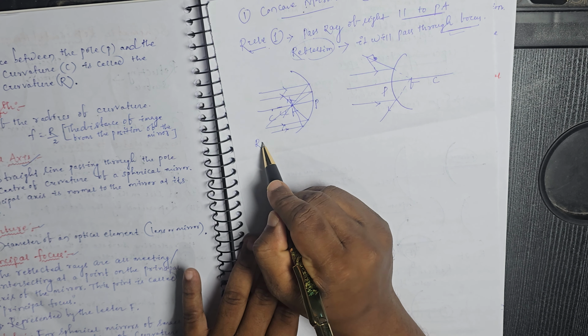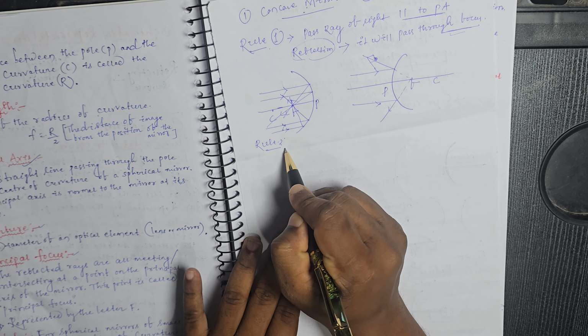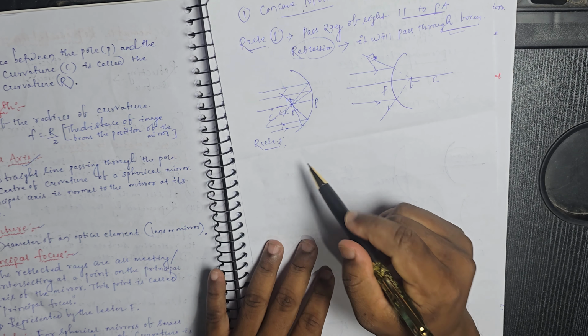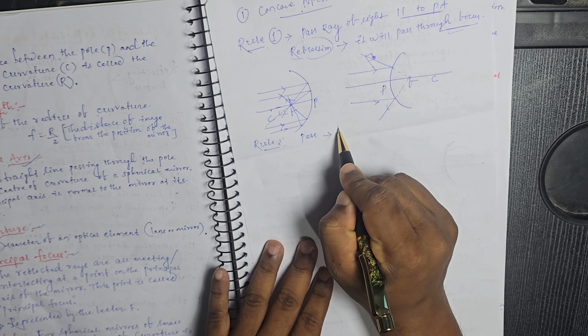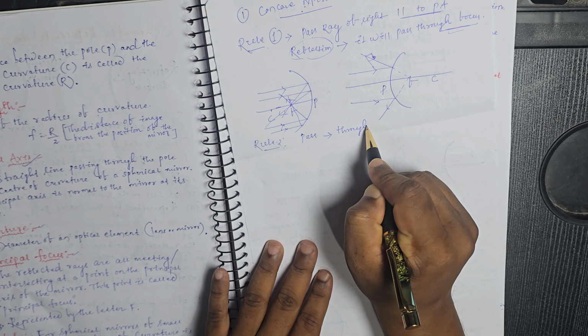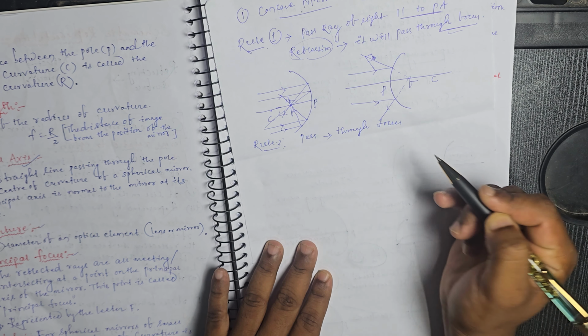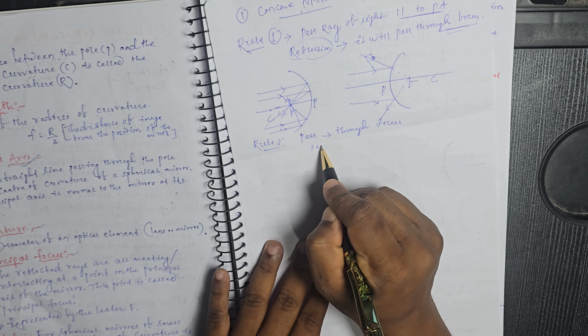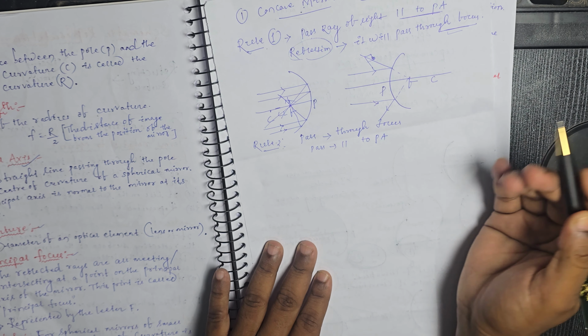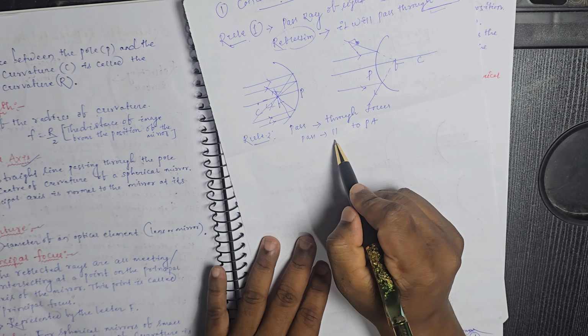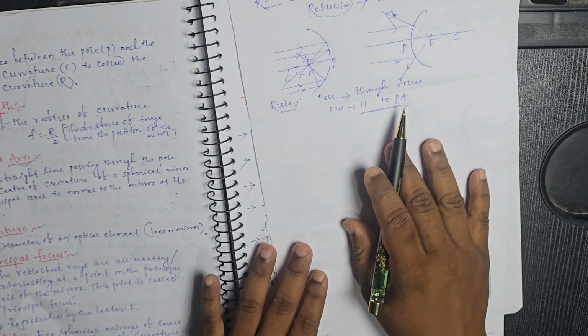In the case of concave mirror, we saw that it is converging. Clear? Now rule number 2, and this is the exact opposite of rule number 1. If you pass any ray of light through focus, then it will pass again parallel to principal axis. That means after reflection, it will go parallel to principal axis.